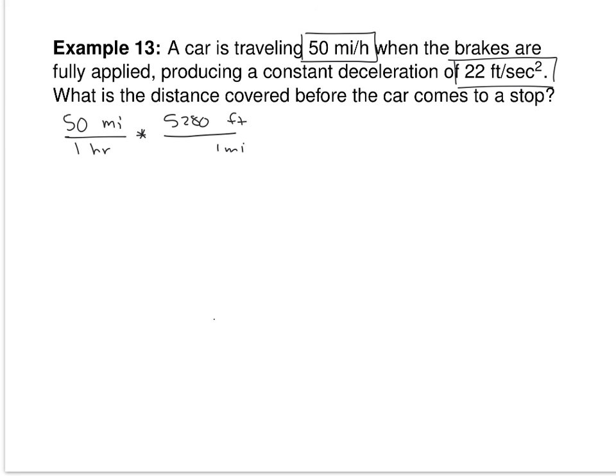Okay, so we're now in feet. First I change my hours into minutes, because that's all the farther I can go. One hour is 60 minutes, right? And then 1 minute is 60 seconds. So all this ends up being approximately 73.3, probably repeating, and that's going to be feet per second.